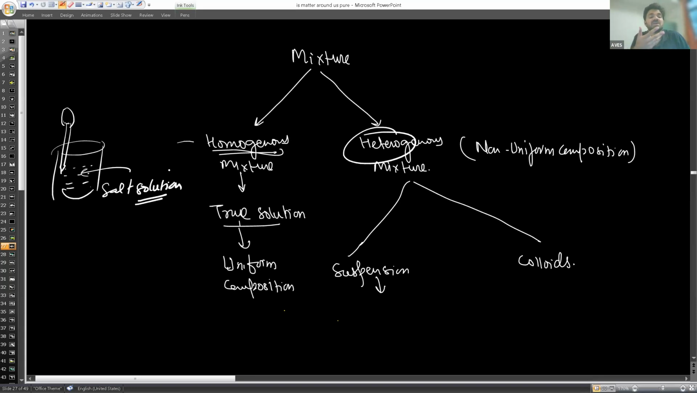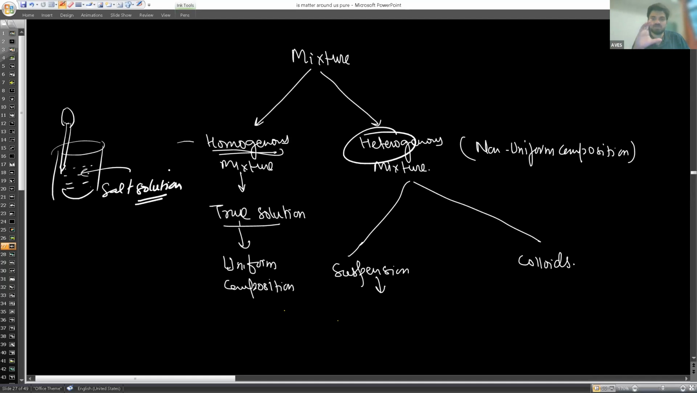Non-uniform composition means that the substance or the solution is not going to have the same composition. They can have a different number of particles if you take different samples from the same solution. Got it? I have given you the example of halwa. True solution has uniform composition.